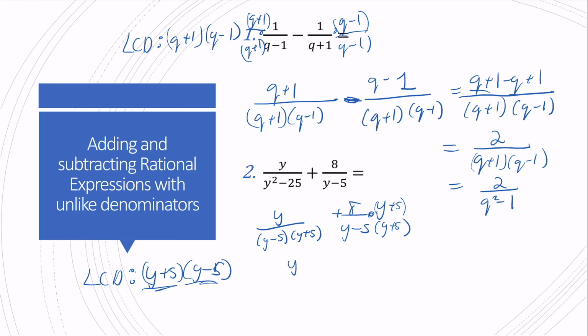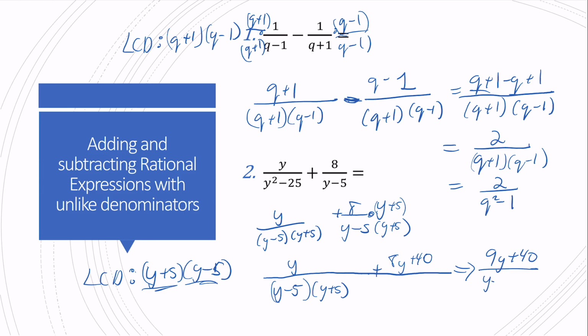So I have y over y minus 5 times y plus 5, plus 8y plus 40, and that's all over the same denominator. So now I have 9y plus 40 over y minus 5 times y plus 5. And I can't simplify my numerator. There's nothing to factor out. I could re-FOIL the denominator if I so wished, but I would just recommend leaving it in factored form.